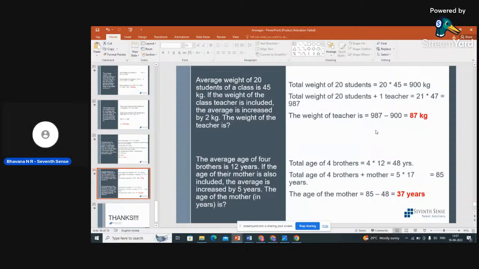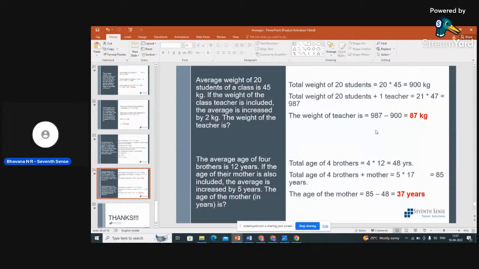The average is 4, and the number of years will be 12. So we need to multiply them. It's 48 years. And next, the total age of the brothers. So the total age of the four brothers and one mother should be 5 into 17. So 5 into 17 is equal to 85.